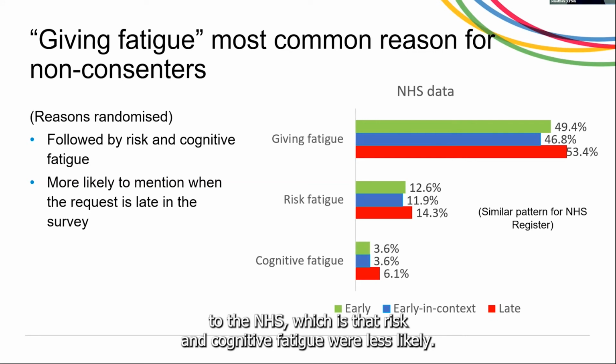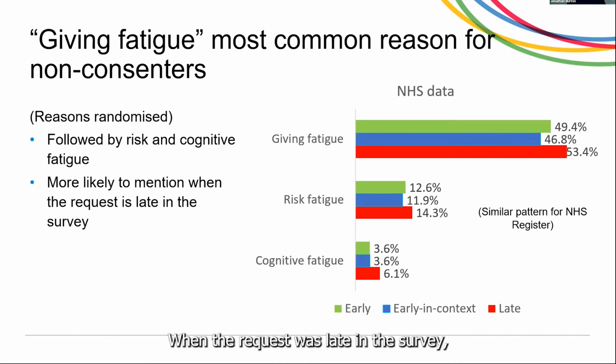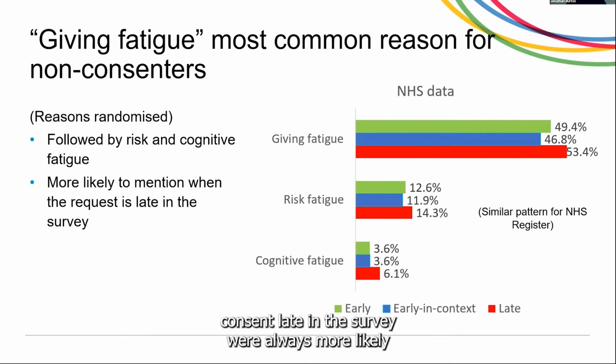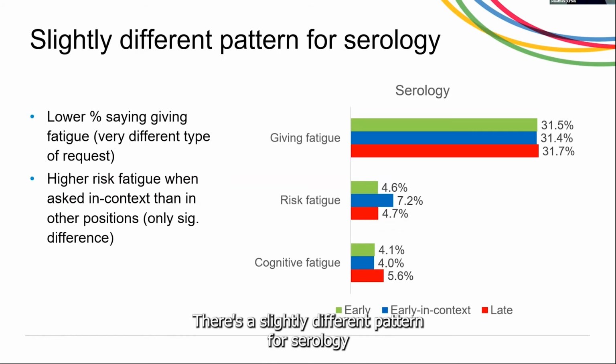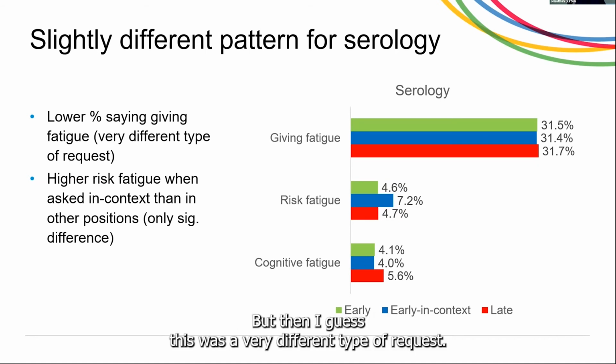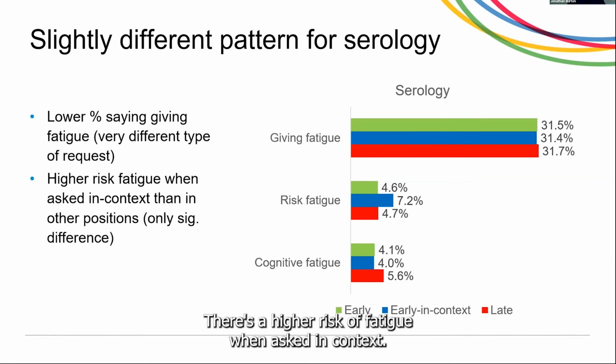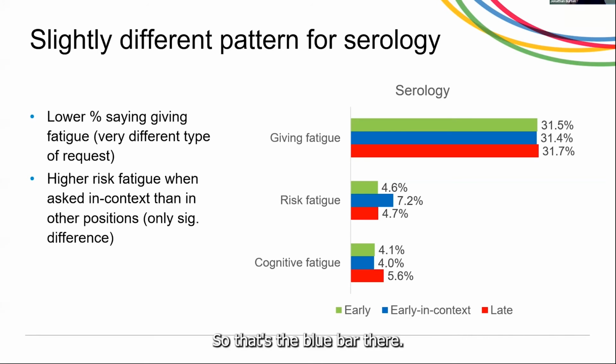Risk and cognitive fatigue were less likely, but they were always more likely to be mentioned when the request was late in the survey. The people who were asked for their consents late in the survey were always more likely to give reasons of giving fatigue, risk, or cognitive fatigue. There's a slightly different pattern for serology. So it's a lower proportion saying giving fatigue, but then I guess this was a very different type of request. We were just asking if we could send them a blood kit. And there's a higher risk fatigue when asked in context. So that's the blue bar there, than in other positions.